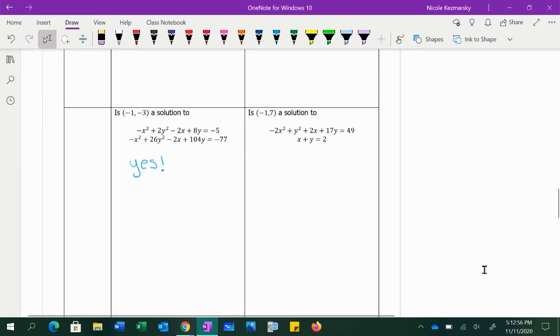So we'll go back to our notes and we will say no, not an intersection point. Okay.